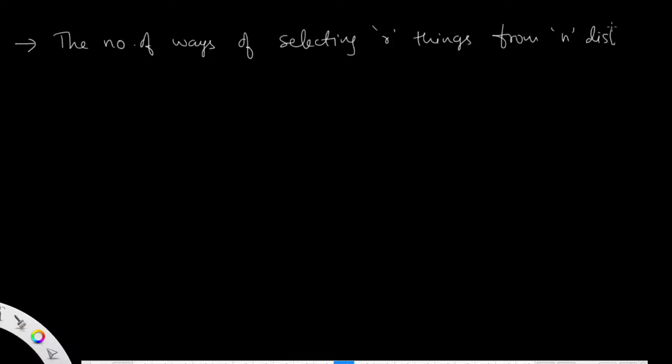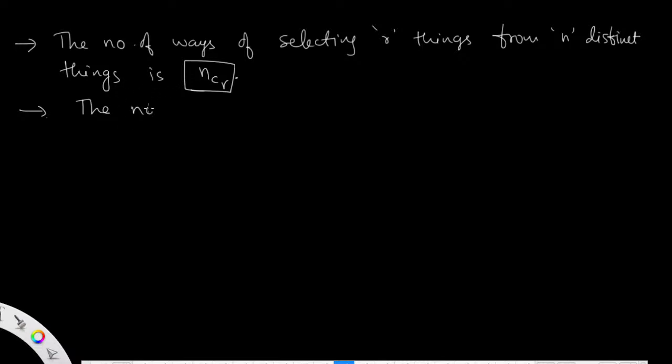The number of ways of selecting all things from n distinct things is always denoted by nCr. We know that formula. The number of ways of selecting all things from n distinct or different things is denoted by nCr. Same thing, if we are selecting things from n identical things, then what is the answer? The number of ways of selecting things from n different things is denoted by nCr. But the number of ways of selecting things from n identical things is how many ways? How many ways can we select?